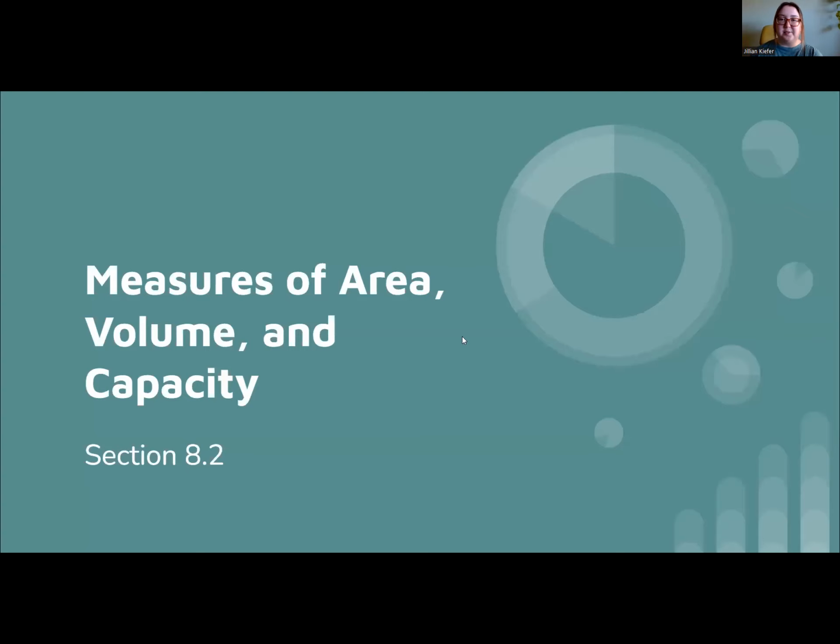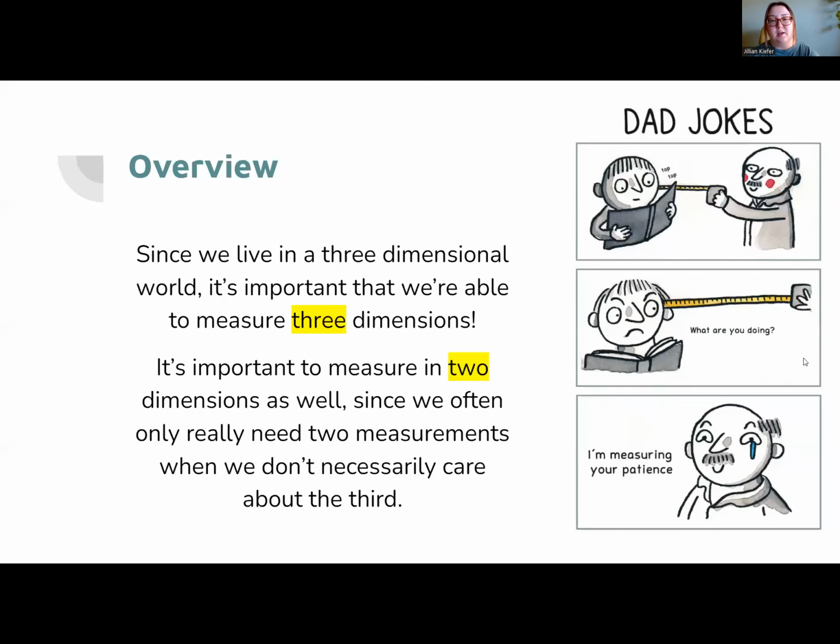All right, hello everyone. We're going to go ahead and get started with section 8.2, measures of area, volume, and capacity. So that's a review. We say since we live in a three-dimensional world, it's important that we're able to measure in 3 dimensions as well. It's also good to measure in 2 dimensions since we often only really need 2 measurements and we don't necessarily care about a third. So we're going to go over both of those things today, measuring in 2 dimensions and measuring in 3 dimensions.